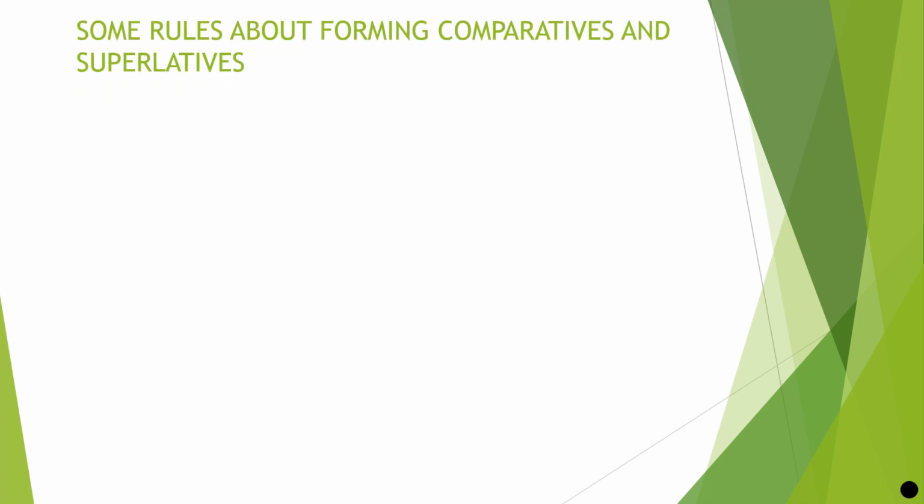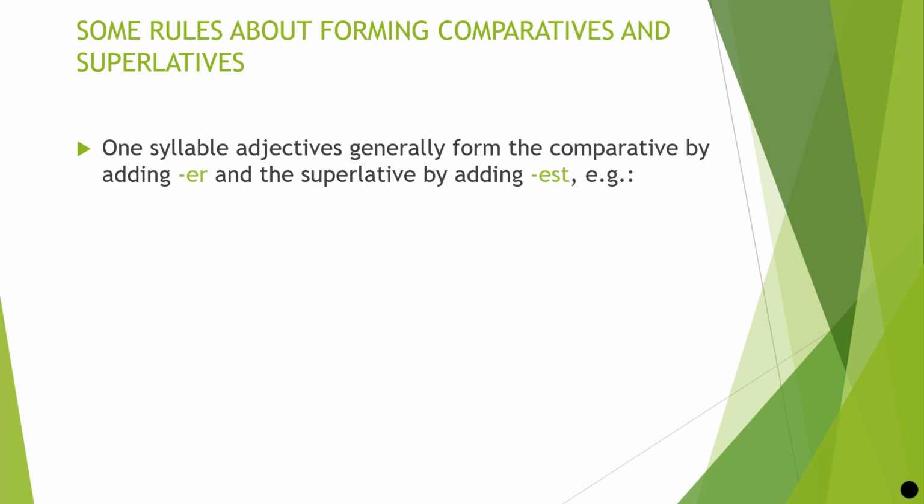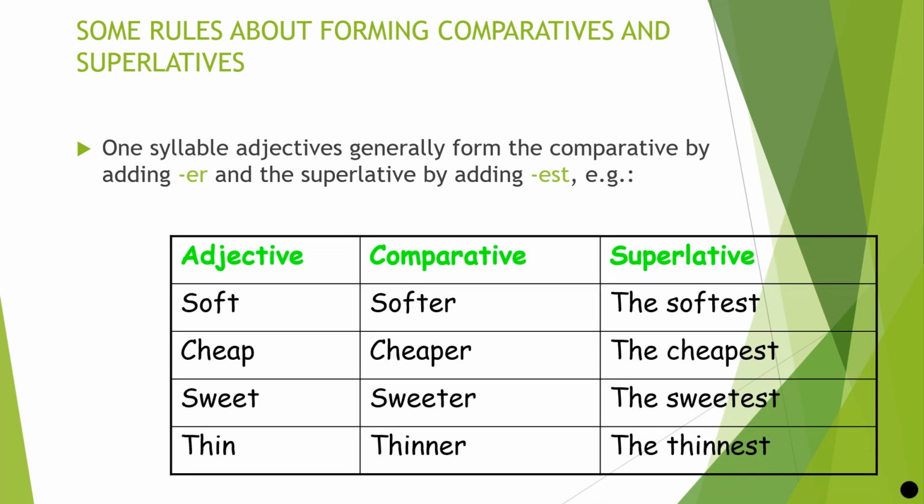Some rules about forming comparative and superlative. Only one-syllable adjectives generally form the comparative by adding er and the superlative by adding est. Examples: soft, softer, the softest; cheap, cheaper, the cheapest; sweet, sweeter, sweetest; thin, thinner, thinnest.